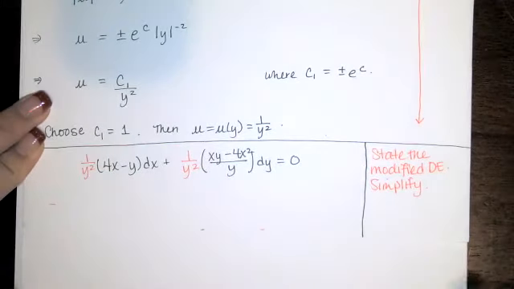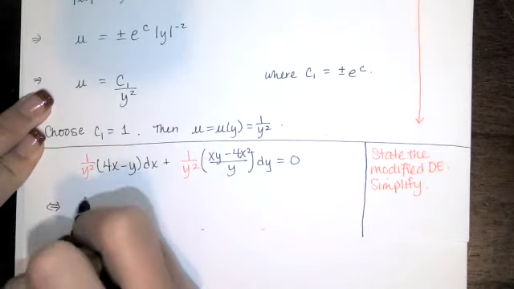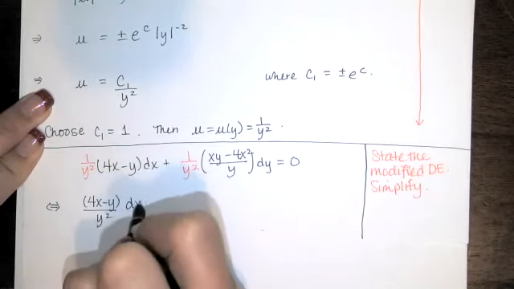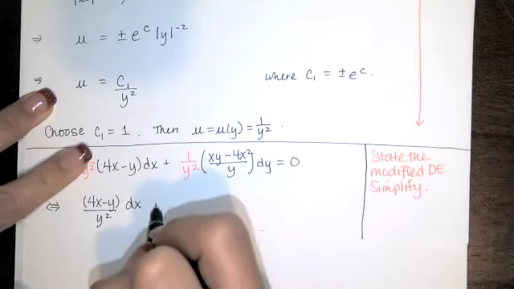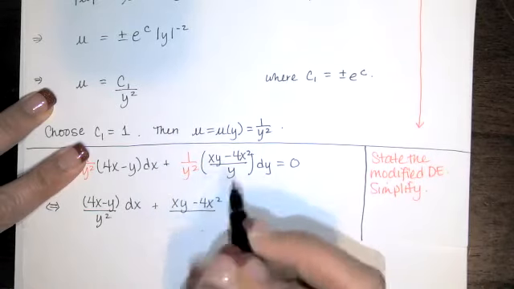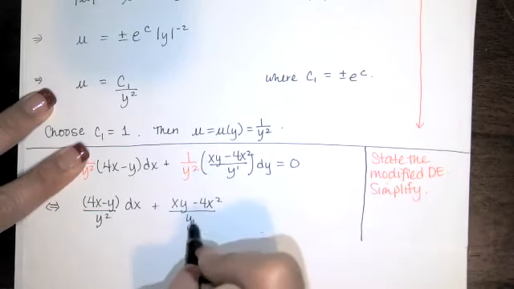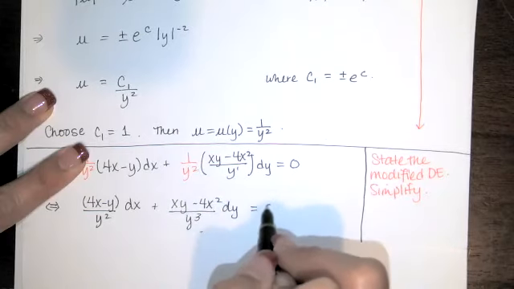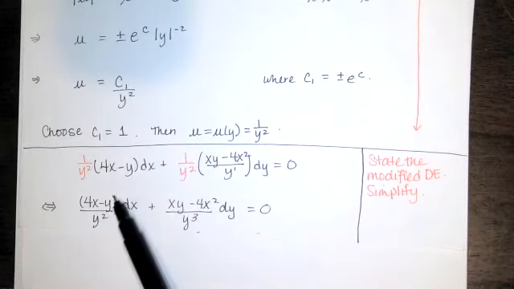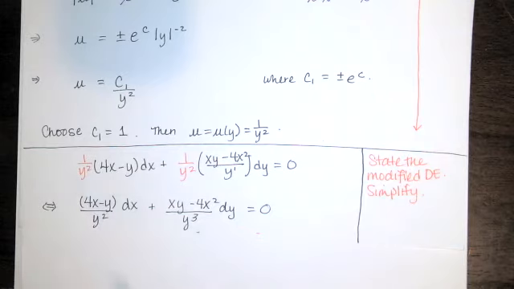If I simplify this, I get (4x minus y) over y squared here. And if I multiply straight across over here, I've got xy minus 4x squared. Y squared times y is going to give us a y cubed in that denominator. The claim is that this new differential equation is exact. That's only true if the partial derivative of this function with respect to y is equal to the partial derivative of that function with respect to x. Let's see if it's true.